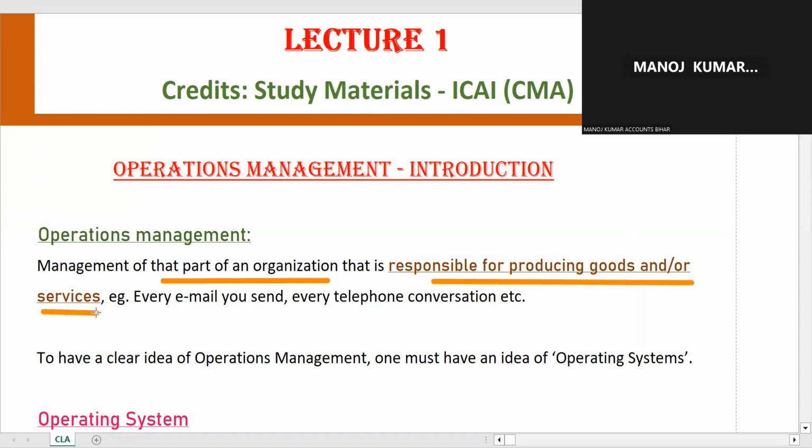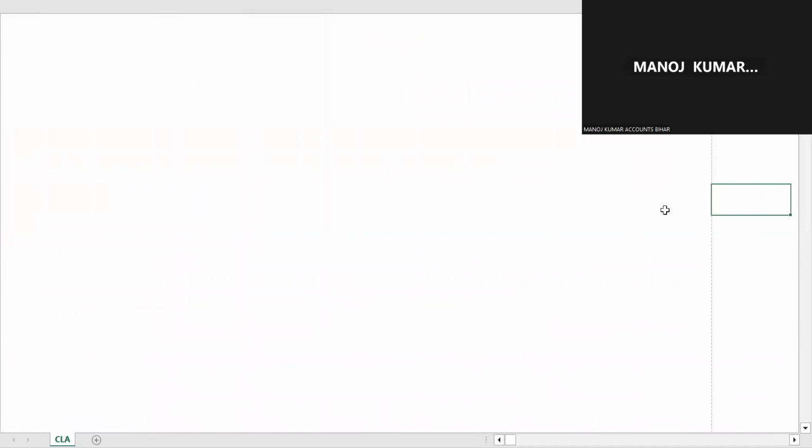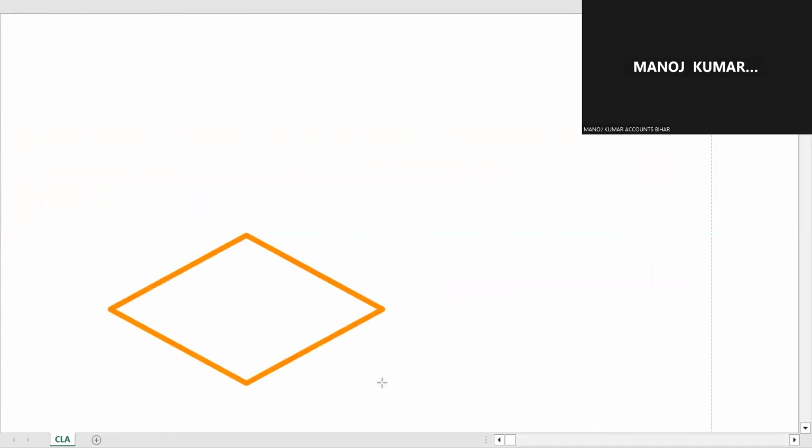Okay, now we are into operations management. In operations management, what we do is manage that part of the organization that is responsible for producing goods or services. So what is the meaning of this? Now, any organization is set up like this. So this is a factory.